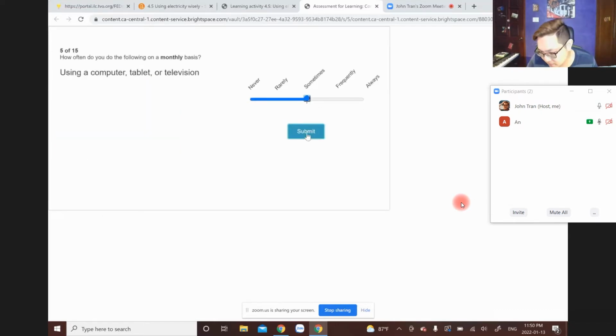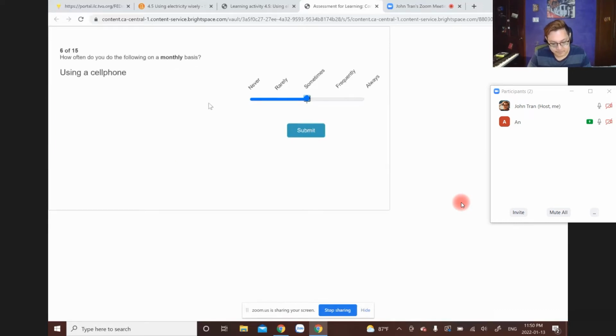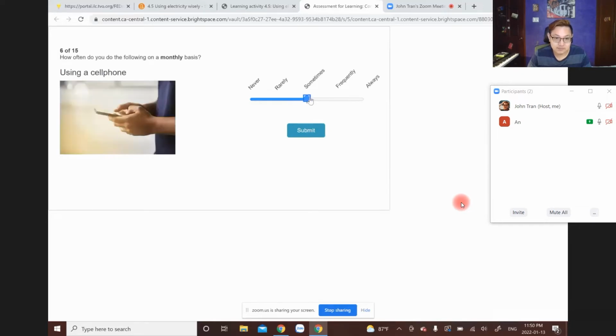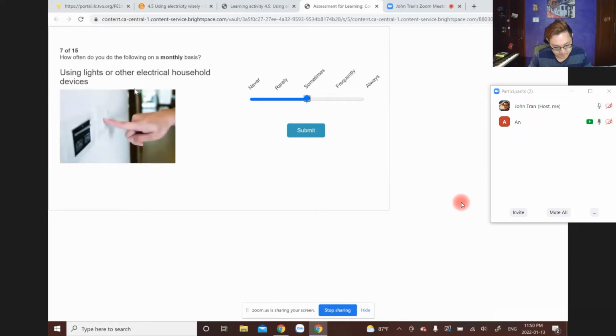Using a computer, tablet, or television. Always, of course, because you're learning online. Using a cell phone. Always. Unless your parent just smacks it. Using lights or other electrical household devices. Always.